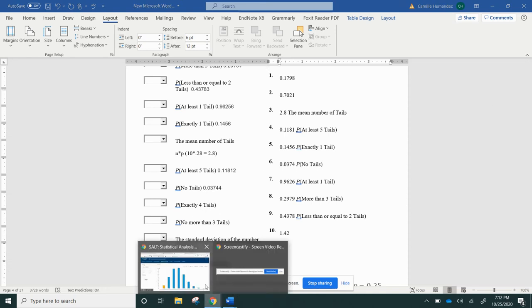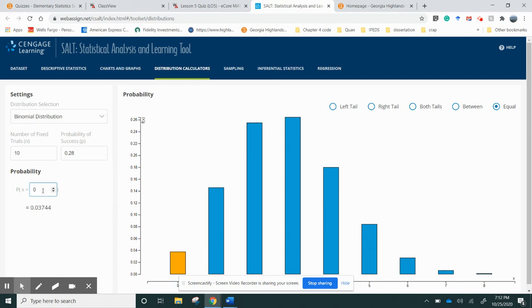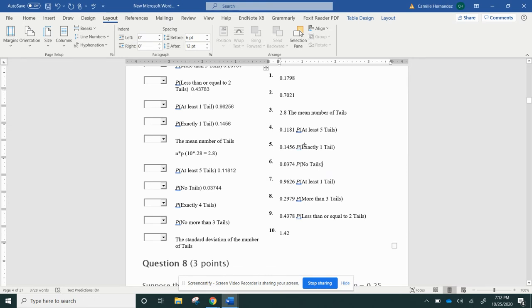Exactly 4. So exactly 4, I just put right here because I want the equal to 4. So that's what I get, 0.17982. Again, put it here. So let's do that, exactly 4. So grab it, exactly 4.